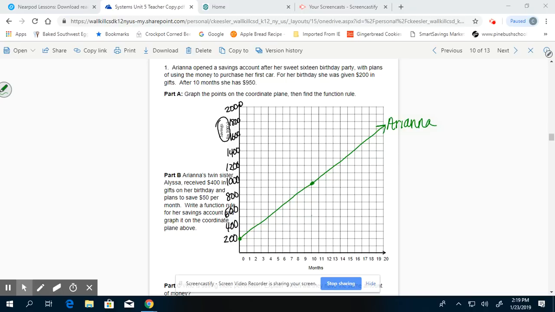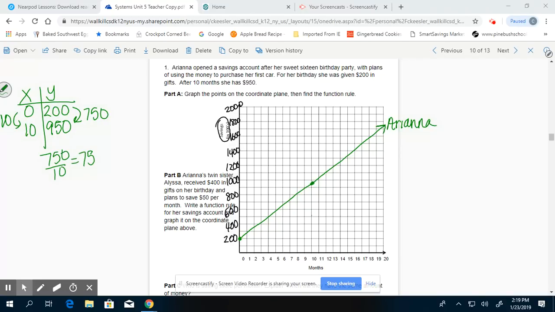Now we have to find the function rule, so we can use those 2 points to do that. We set up our table. We know that she starts saving with $200, so 0 months have gone by. And after 10 months, she has $950. 0 to 200 is a change of $750. 0 to 10 is a change of 10. 750 divided by 10 is 75. And the y-intercept, luckily, is given as 200. So y equals 75x plus 200 is Ariana's function rule.